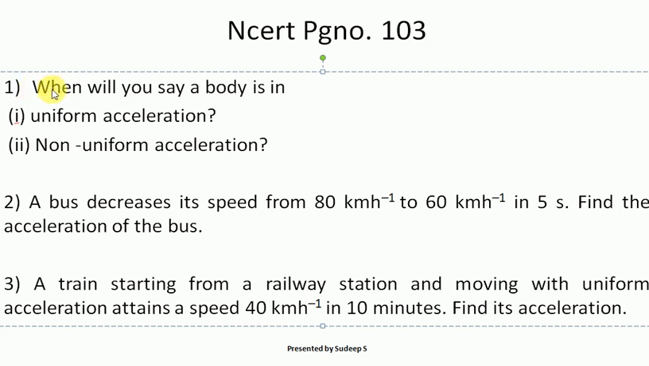Now, question number 1 is already solved, and all these questions are available in your NCERT textbook on page number 103. Question number 1 is a topic we have discussed already. We'll solve question number 2. A bus decreases its speed from 80 km per hour to 60 km per hour in 5 seconds. Find the acceleration of the bus. Now, I will tell you how to solve this kind of numericals.